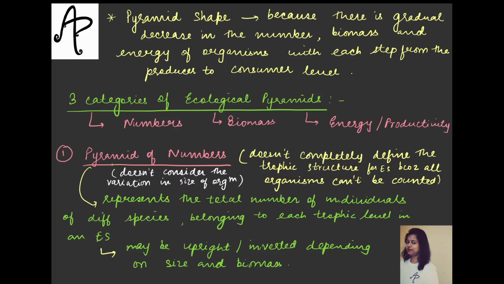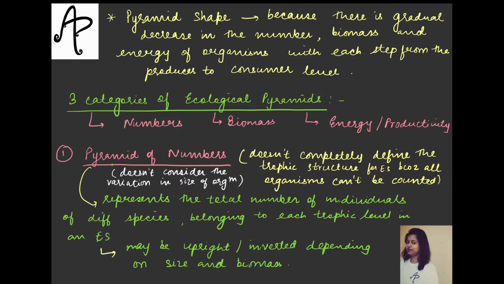Why? Because just understand, pyramid of number means total numbers of individuals कितने हैं. ठीक है. Now you just imagine, is it possible that in an ecosystem you can count all the number of species exactly? ठीक है. If let's say there are numerous species, that cannot be possible. So all the organisms can never be counted. Therefore this will not completely define the trophic structure, but it is a good enough indicator to understand.